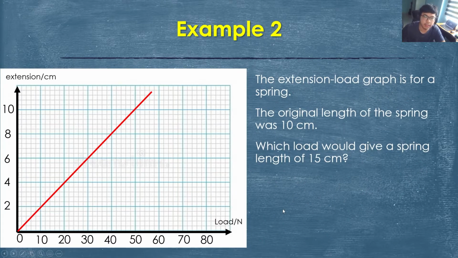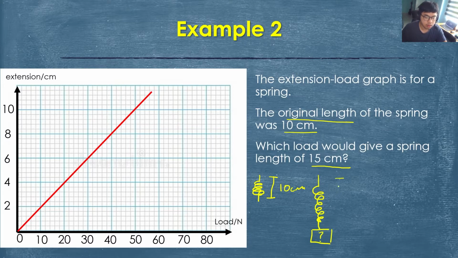Example 2. Here we have a different graph. This extension load graph is for a spring. The original length of the spring was 10 centimeters. So this is very important. At which load would give a spring length of 15 centimeters? The spring's original length is 10 centimeters, and we want to know how much load, how much force, we need to give the spring in order to make it 15 centimeters. So this is the spring here, and it has an original length of 10 centimeters. We want to know what the load is in order to make the spring 15 centimeters.